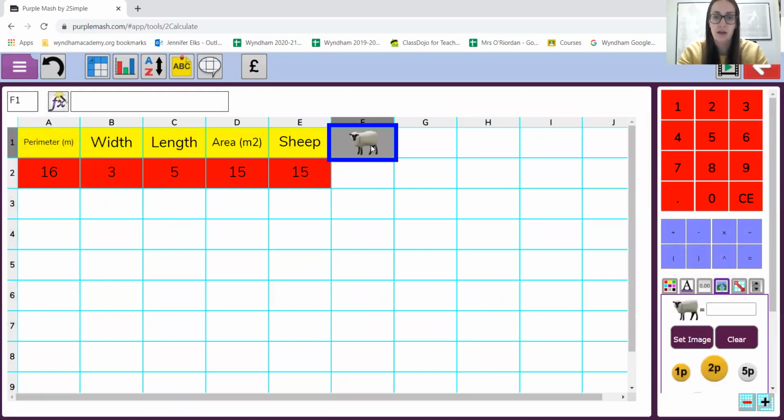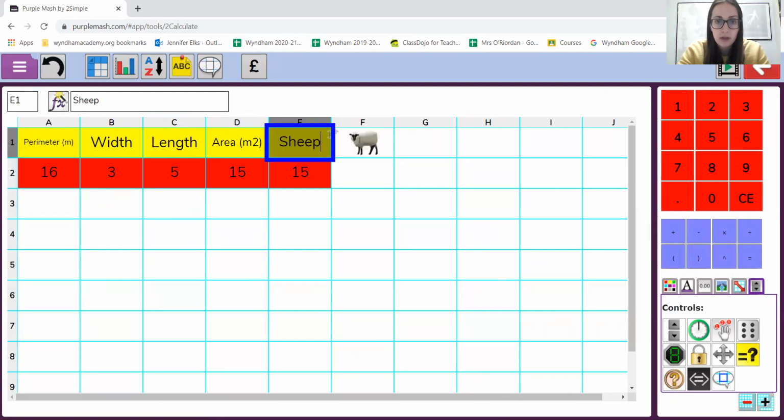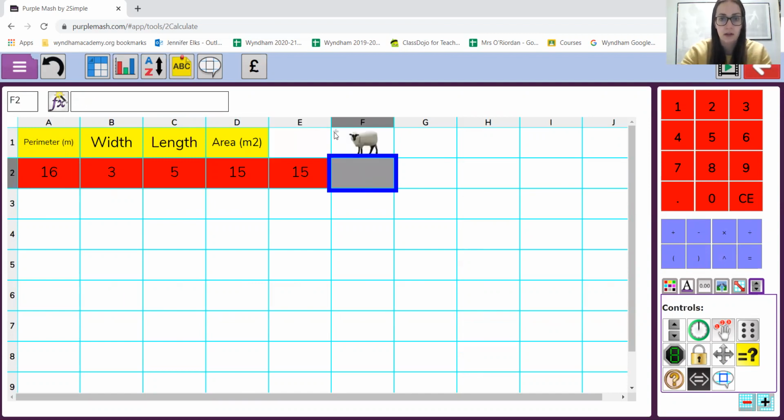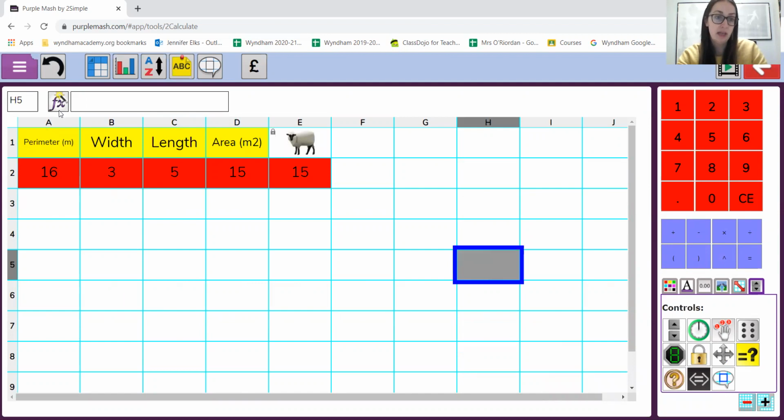So you could always drag. How do we drag? So we go to the tools at the bottom. We click on the little arrow. And then we can move. Should be able to move my sheep. I don't think we can do it overwriting. There we go. I'm going to lock him there so I can't write over the top. There we go then. So here's the perimeter. Here's the width and the length. Here is the area. And here's the amount of sheep.